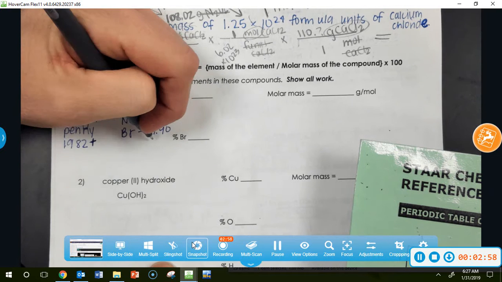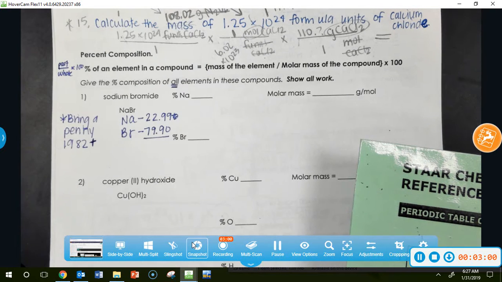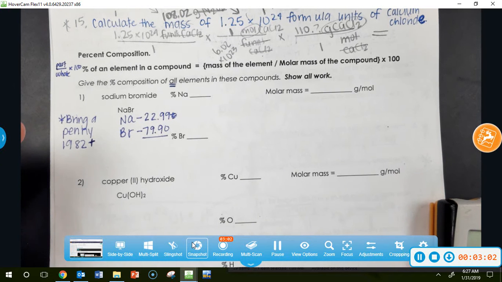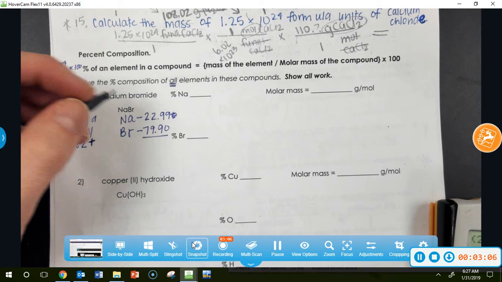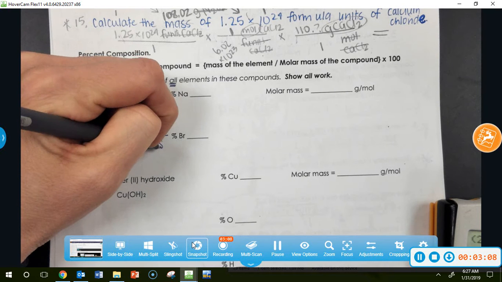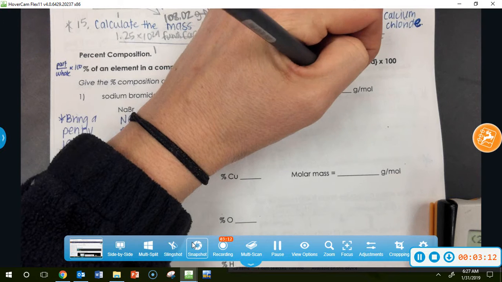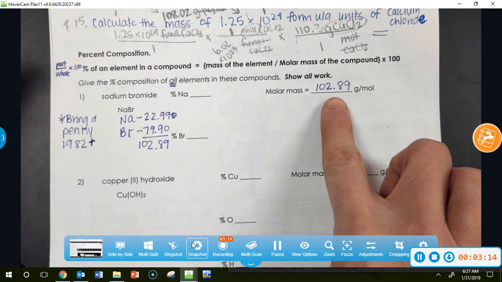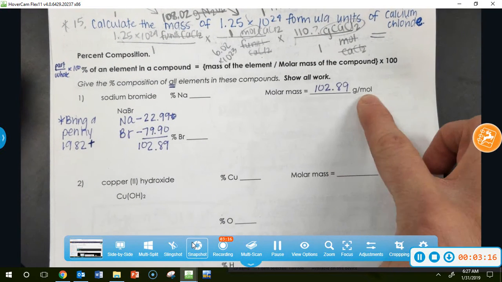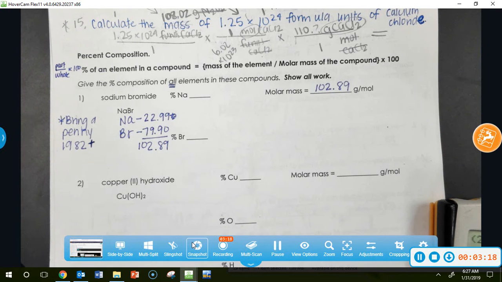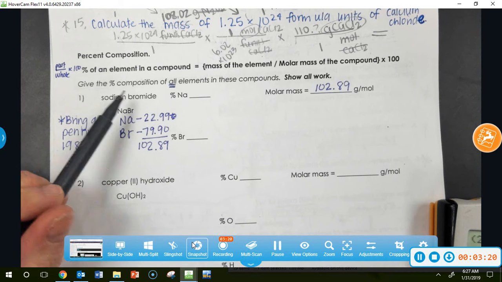79.90. So when you add those up, you get 22.99 plus 79.9, 102.89. So if I were to ask you for the molar mass of this compound, you would say 102.89 grams per mole, and that would have been the end of it. But I want the percent composition.